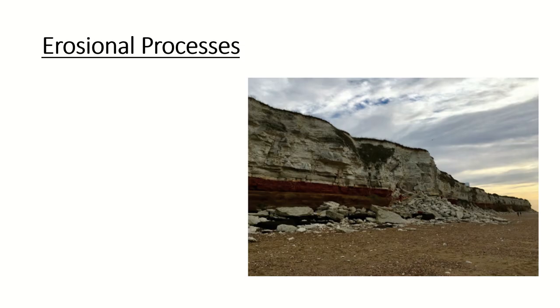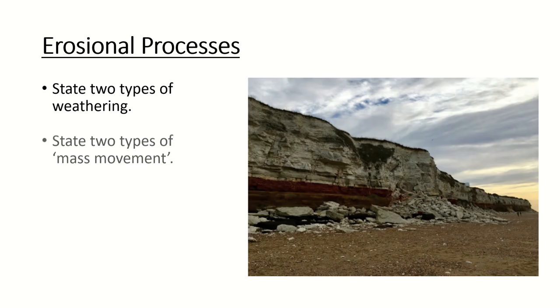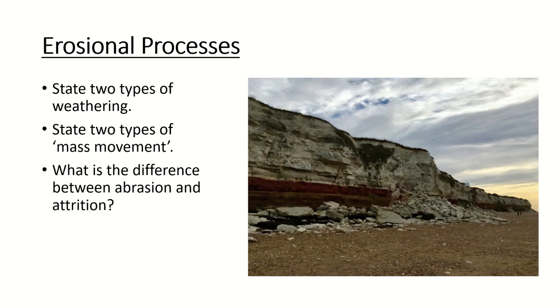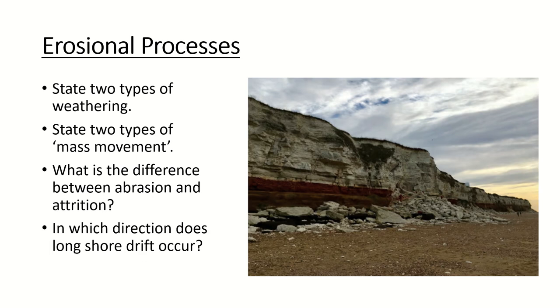So, the first set of questions all relate to erosional processes along a coastline. And you can see a cliff system here on this picture. And the questions are as follows. State 2 types of weathering. State 2 types of mass movement. What is the difference between abrasion and attrition? And in which direction does longshore drift occur? Pause the video, attempt the questions, then return for the answers.